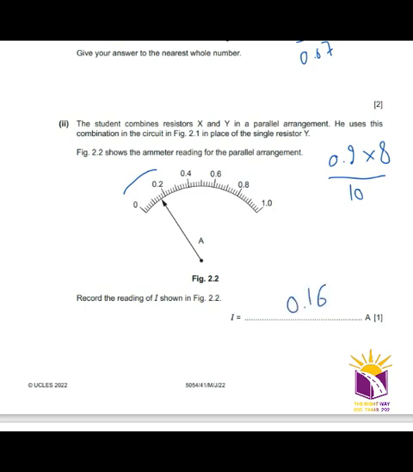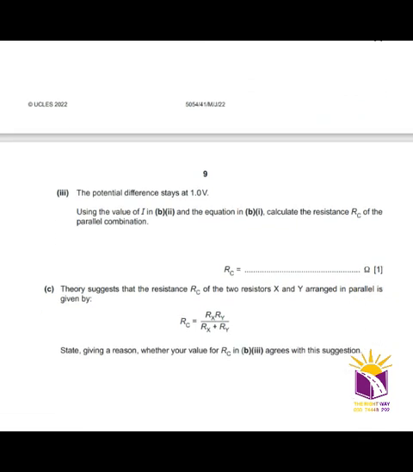0.16. Or you can do it like 0.2 divided by 10 will be equal to 0.02, and 8 times that will also be 0.16. Or you can use this formula: 0.2 multiplied by the line which the arrow shows, divided by the total number of lines from 0 to 0.2. These are 10 lines, so 0.2 multiplied by 8 divided by 10 will be 0.16.